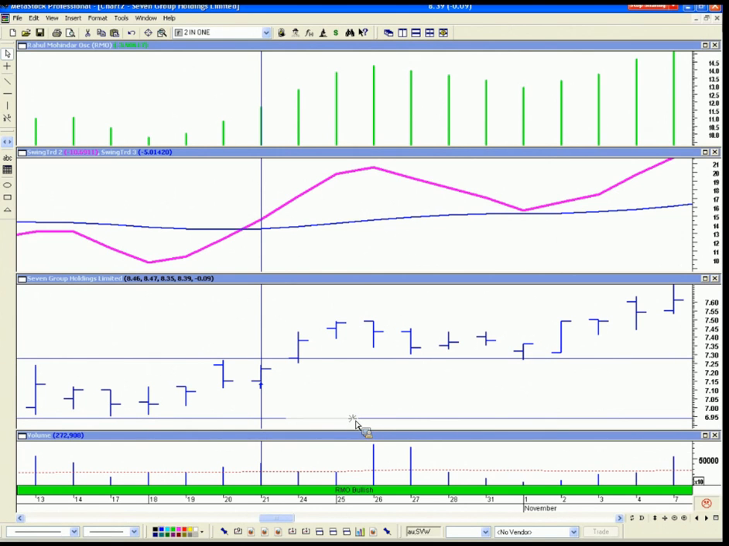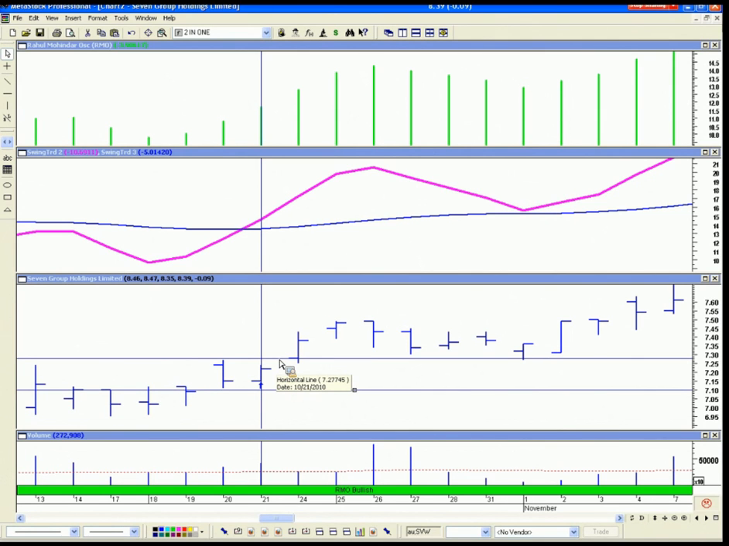Now, this is the stop method that I use. If I was using Rahul's other method, I'd probably go right about right here, okay? But I'm not going to do that. I'm going to stay consistent with how I normally use this. So I'm going to go ahead and move this up, okay? Now, I know that if the price goes above 7.2774, I'm going to type that in here real quick. And if it goes down below 710, then I'm going to go ahead and stop out.